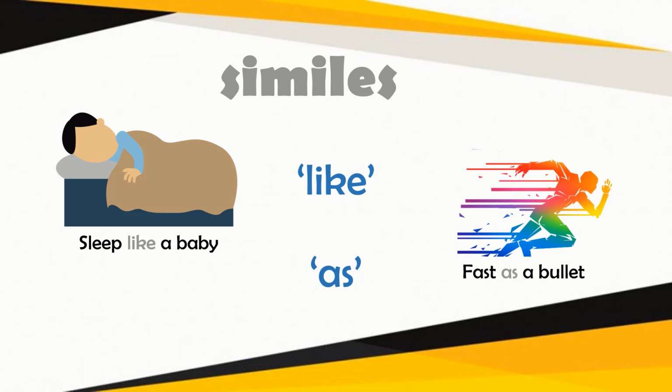And when we compare it with the bullet, the idea is quite clear in our mind that the person must be really fast. Or when we say that somebody is sleeping like a baby, it means that the person is sleeping with a sound sleep. So I'm sure that this is clear to you with this example, how similes actually create a clear picture in our mind, and we can make similes using either like or as.